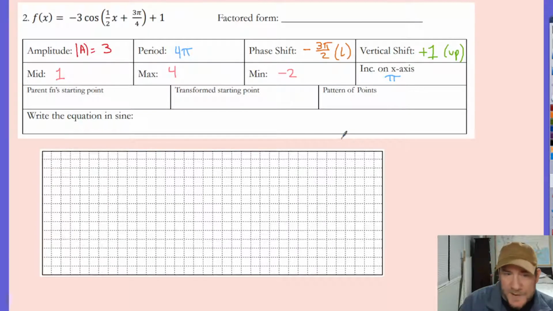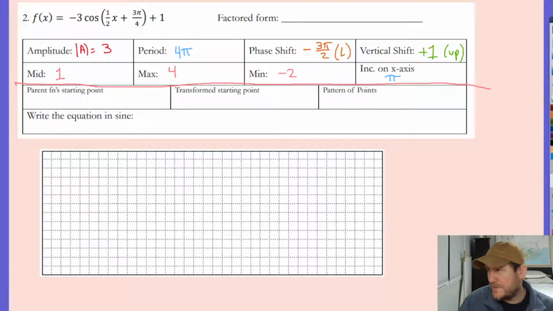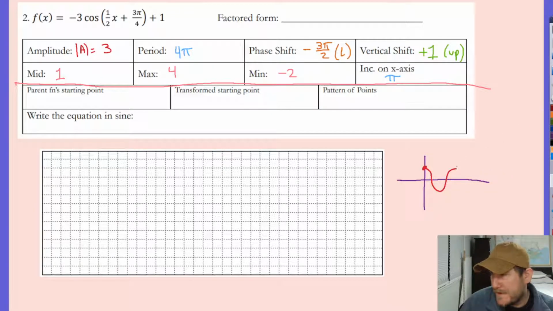That's about it. I don't think I'm asking for any of this below this line on the quiz at least, so you can tune this out if you want to. But the parent function starting point: we're a negative cosine function. Well, no, we're not. We're a cosine function. A cosine function would start at the max and go like that, so we give that coordinate 0, 1. That's the parent function.